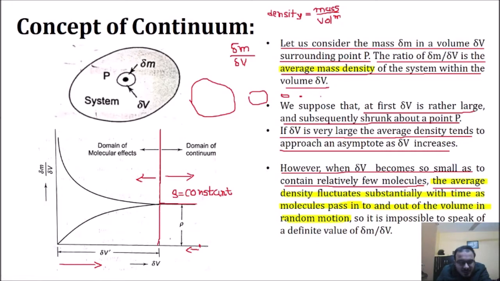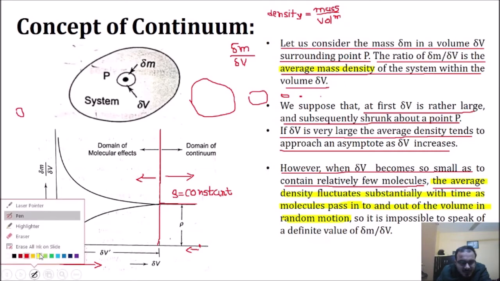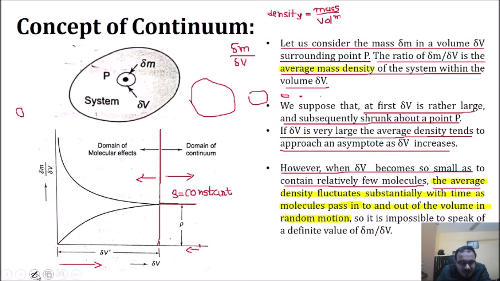So here in a much smaller volume, let's say this is a smaller volume, and inside it we are having some molecules like this. Because of the very low volume, molecules can easily enter into this volume as well as exit from this small volume. Because of this random movement of molecules inside this small volume, the average density fluctuates substantially with time.